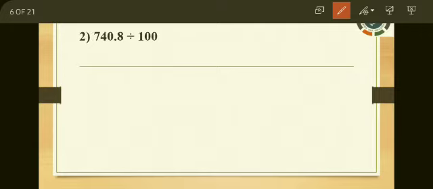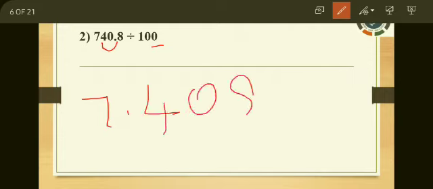Second example, 740.8 divided by 100. On dividing a decimal by 100, the decimal point is shifted to the left by 2 places. So here 100, how many zeros are there? 2 zeros. So the decimal point shifted to the left by 2 places. The answer is 7.408.